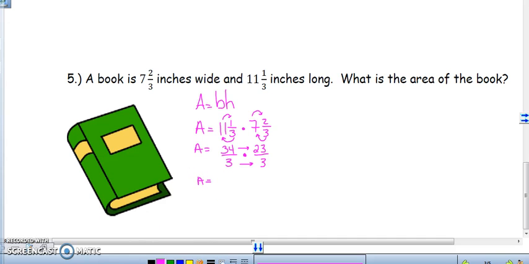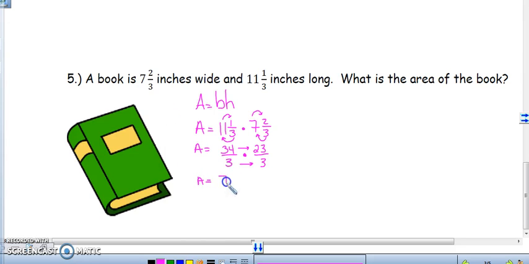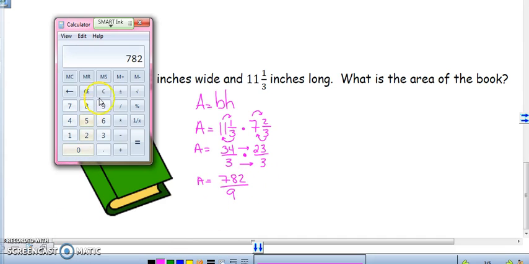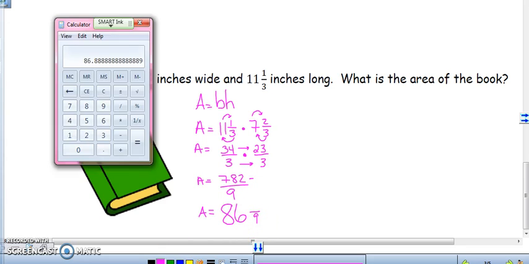So 34 times 23 gives me 782. And 3 times 3 is 9. So let's see how many times that can go in. It is real ugly, but we see that 86, so it means it can go in a full 86 times. So area equals 86, and there's going to be some left over. So I have to figure out what 9 times 86 is and subtract it.